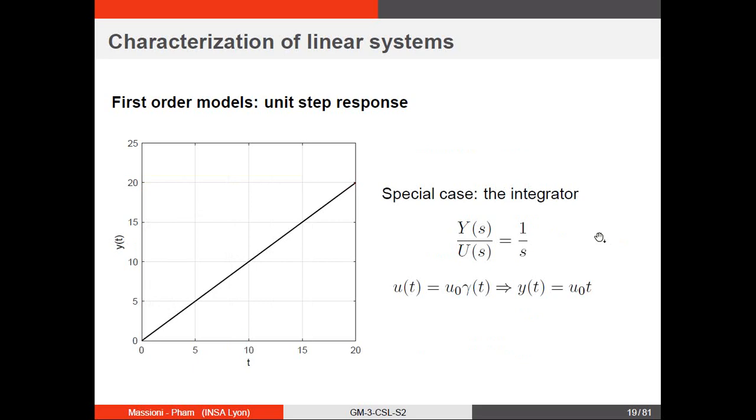Then there is a special case which we call the case of the integrator, when you have just 1 over s. If you remember from the last class, by the theorem of the Laplace transform, 1 over s is the integration operation, so we call 1 over s an integrator. This is a first order system, because we have a polynomial of degree 1 at the denominator. What happens if you have a step at the input? The output will be the integral of the step. The integral of a constant is a ramp like this.